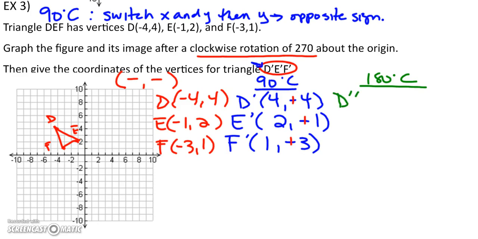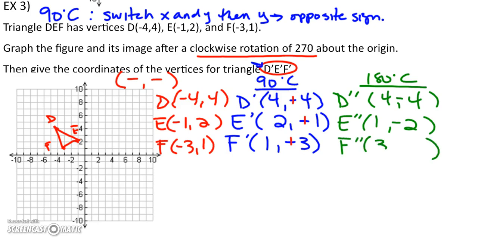Using the points from 90 degrees clockwise, it's a continuation, because 90 plus 90 gives me the 180. So switch the X and Y, your Y goes to the opposite sign. E double prime: switch the X and Y, your Y goes to the opposite sign. And F double prime: switch the X and Y, and your Y goes to the opposite sign. All right, so that's 180. So you know that I actually need to go one more rotation, because I need to go 270 degrees.